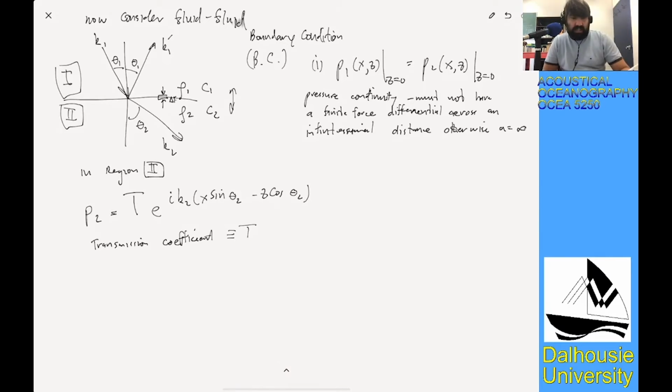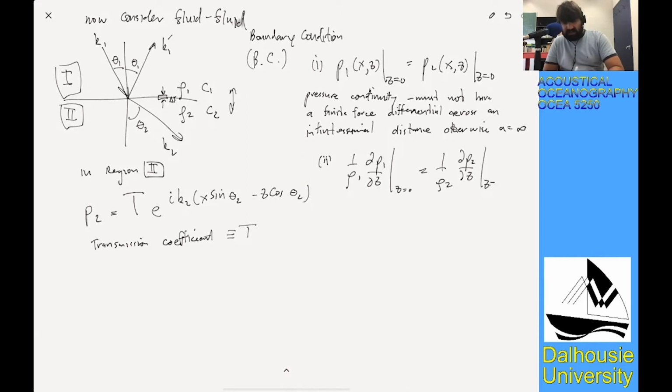Okay. So the other thing we talked about was, of course, with a hard boundary condition, this idea that if you had something infinitely hard, the vertical velocity would have to go to 0 because there's just nowhere for the particles to go. And we can say the same thing for this fluid interface, except here we're going to say that the vertical velocity in region 1 must be equal to the vertical velocity in region 2.